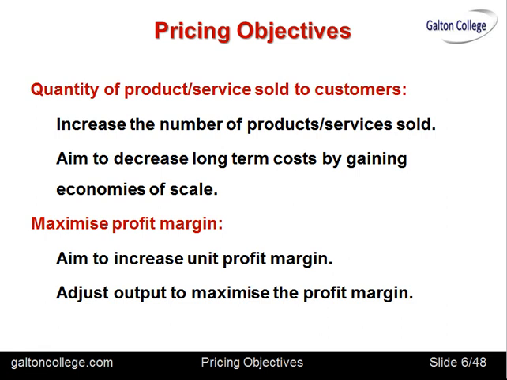They may adjust output so as to maximize the profit margin, but again, that may be unlikely as well, because even though they can change the output and keep the price fixed, that may upset the workers, it may upset the suppliers, it may mean that there's excess capacity in the business. So there's limited scope for changing the output even.